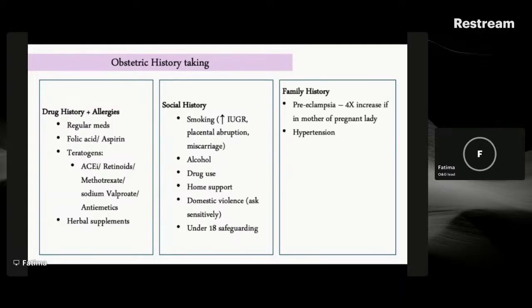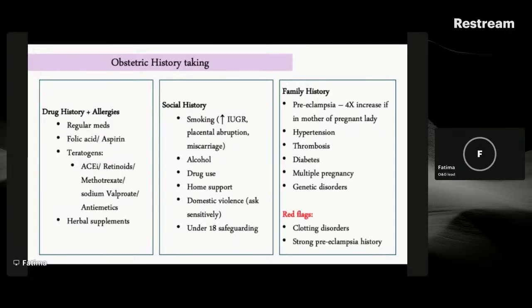In terms of family history, preeclampsia in the family, because it's known that there's a 4-time increase if the mother of that lady had preeclampsia, hypertension, thrombosis, any diabetes in the family, multiple pregnancies, any genetic disorders as well.